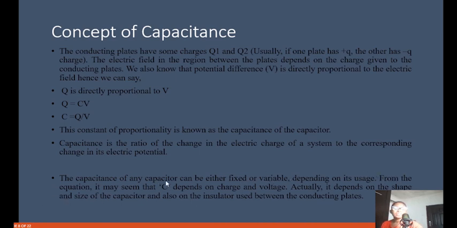From the equation, it may seem that C depends on the charge and voltage. Actually, it depends on the shape and size of the capacitor, and also on the insulator used between the conducting plates. You know, we talked about different insulators, the film, the ceramic, and so many other types of capacitors.